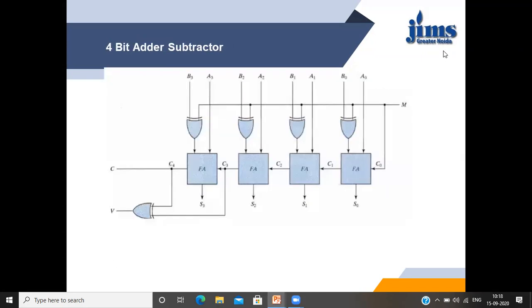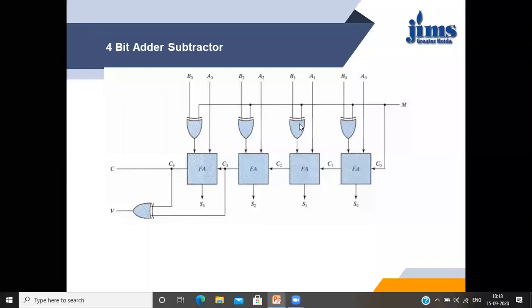when M equals 0, the input carry is 0, the output of the XOR gate is B0, B1, B2, B3, and the operation is simply addition. Now what happens when we have to subtract A minus B? In this case, when M equals 1, the output here will be B0 bar, B1 bar, B2 bar and B3 bar.